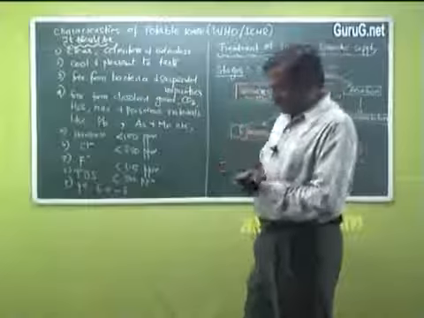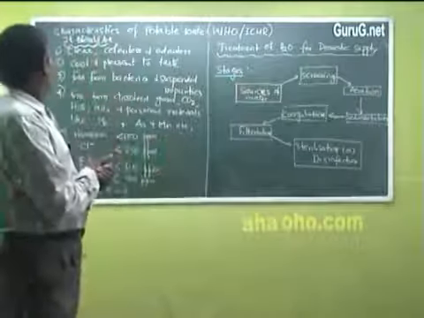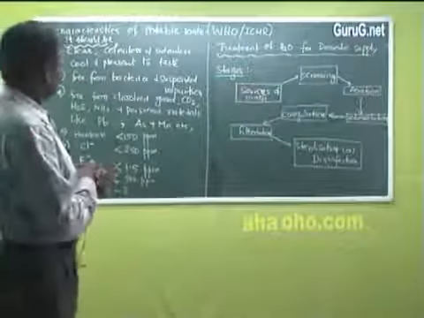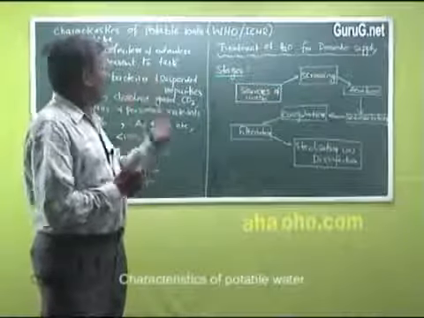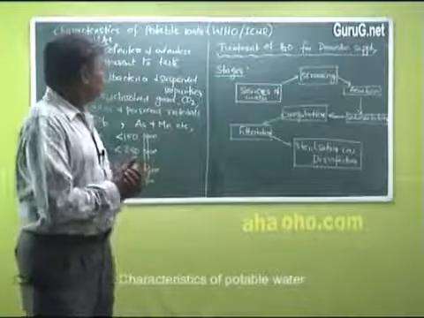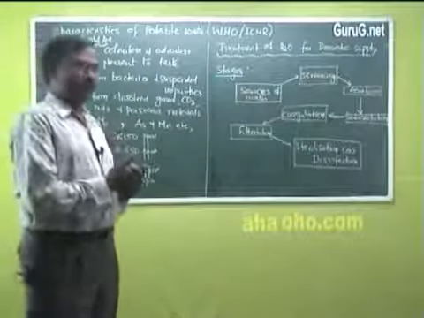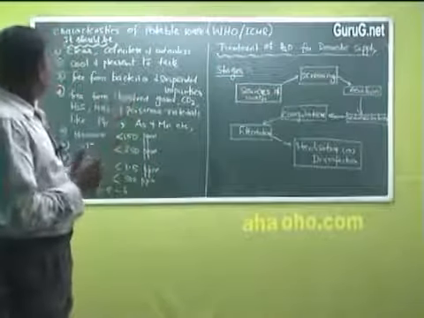So in this class, let us discuss something about the characteristics of potable water and how the water is purified for domestic water supply and what are the requirements for water to be used for industrial purpose. Let us see one by one.